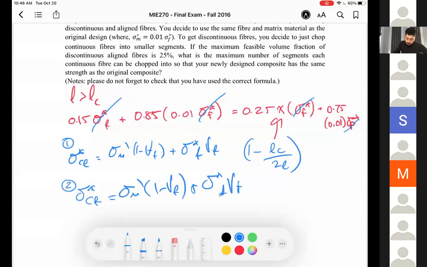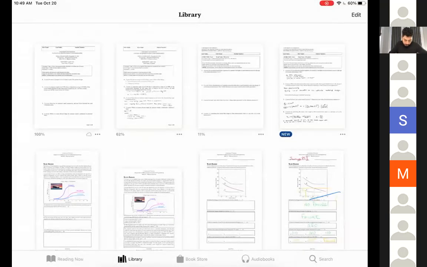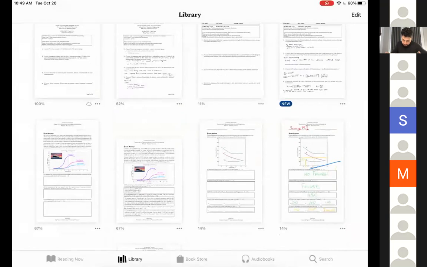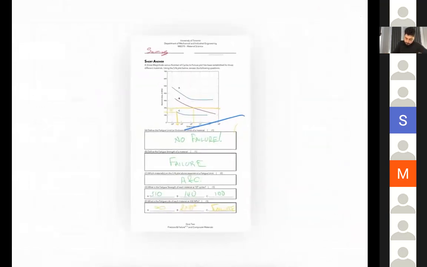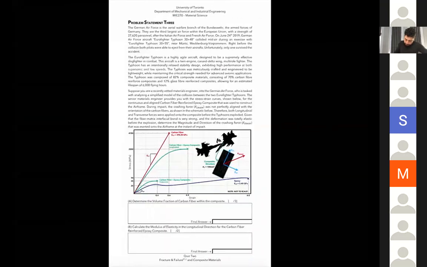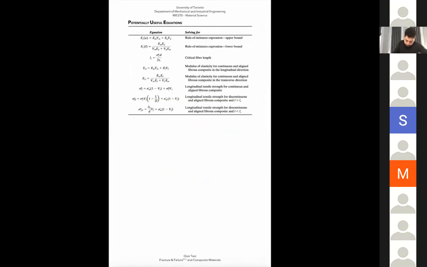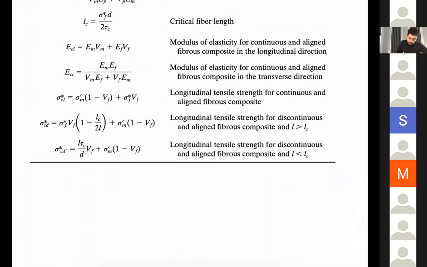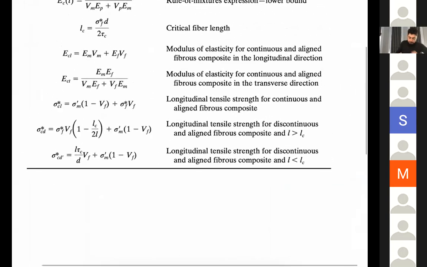Wait, this isn't the right equation. No, that's not the right equation. Let me just check something. What was the right equation then? Where is it? This is the one that I wanted. Kyle wrote in the chat VM equals 1 minus VF. This is the one I want. Sorry, this one here.